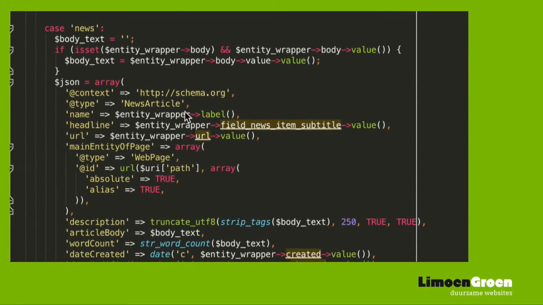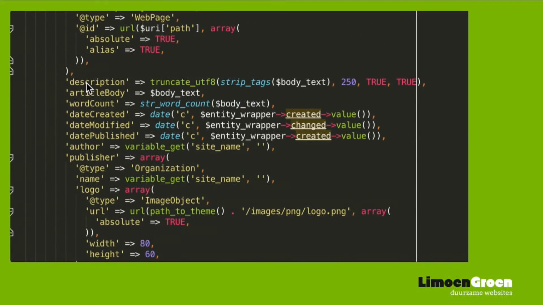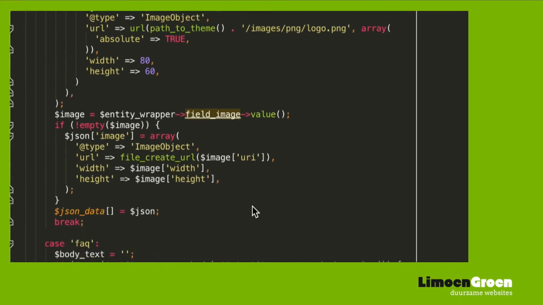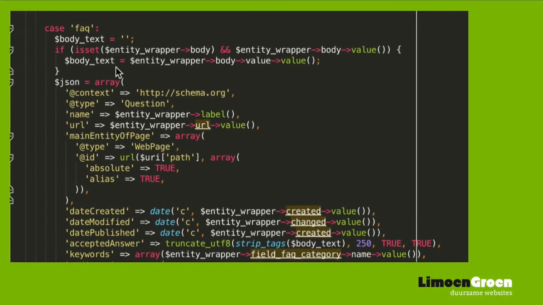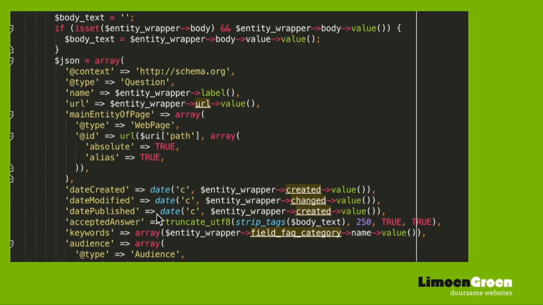I'm doing this for news articles. I'm doing this for exhibitions. I'm even doing this for the FAQ overview. Schema also has a question type, and then you can see I'm using the body in this case as accepted answer below the page over here. So you tell Google, this is a question, this is the answer for that question. So you have to figure this out once, and then for every client you can just tweak a little bit, and it works perfectly fine.